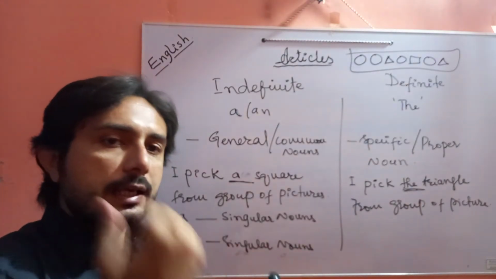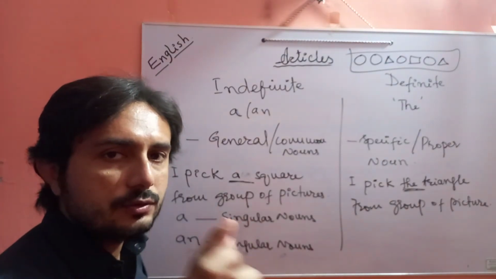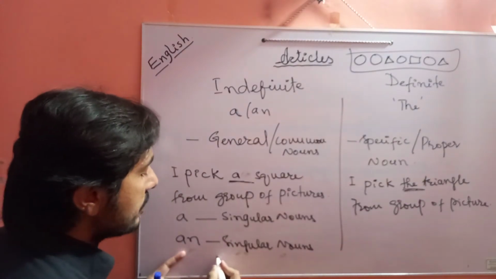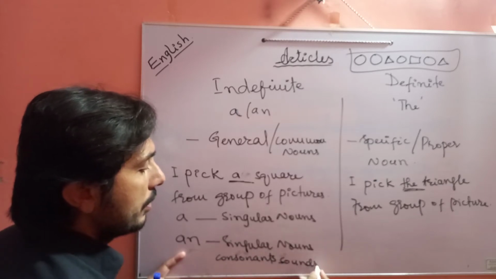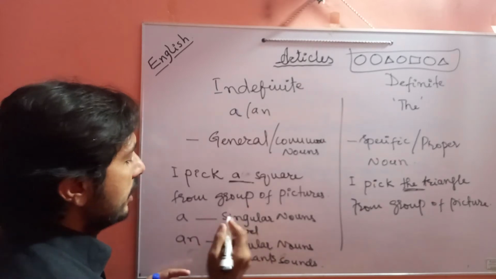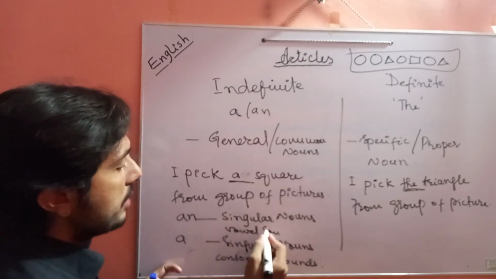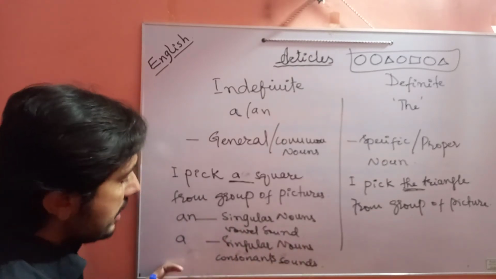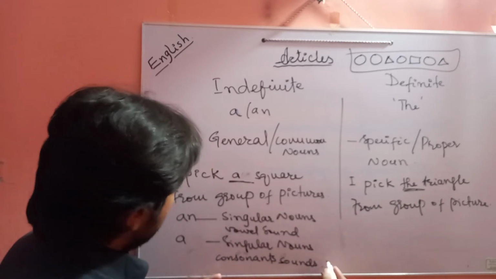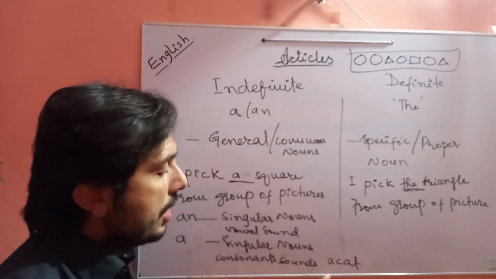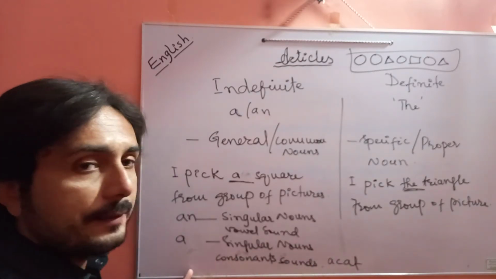Then we have to take care of the sounds as well. If they are followed by consonant sounds, then with the consonant sounds the word "a" is used. However, if we have vowel sounds, then with the vowel sounds we use "an", and with the consonant sounds we use "a". For example, if we use a kite, now this "a" is followed by the consonant sound k, so that is "a kite". So that's why we use "a".